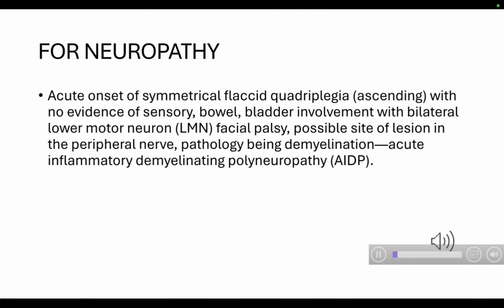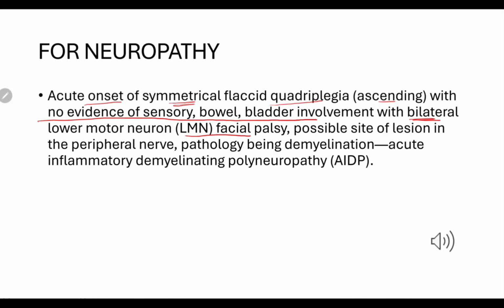Similarly, for a case of neuropathy, you have to mention acute onset of symmetrical flaccid quadriplegia, ascending, with no evidence of sensory, bowel or bladder involvement, with bilateral lower motor neuron facial palsy, possible site of lesion in the peripheral nerve, pathology being demyelination, that is acute inflammatory demyelinating polyneuropathy, AIDP.